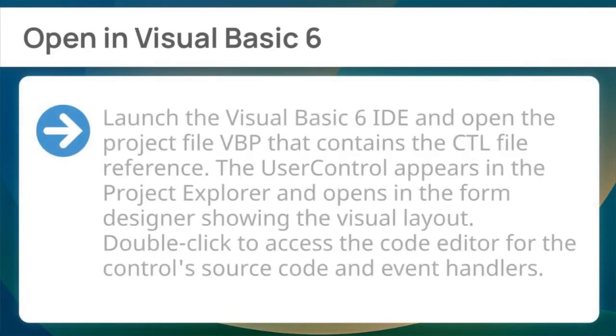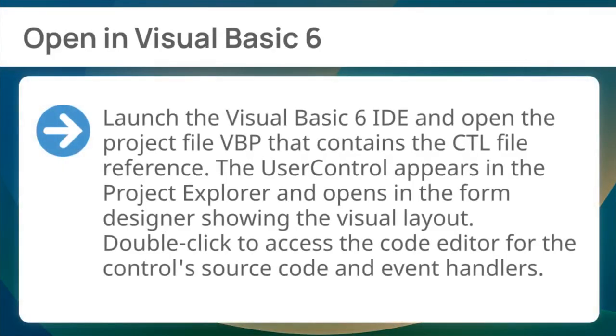First, open in Visual Basic 6. Launch the Visual Basic 6 IDE and open the project file VBP that contains the CTL file reference. The user control appears in the Project Explorer and opens in the Form Designer, showing the visual layout. Double-click to access the code editor for the control source code and event handlers.